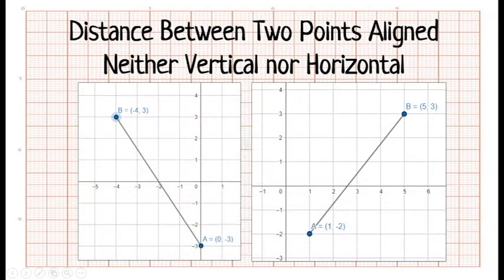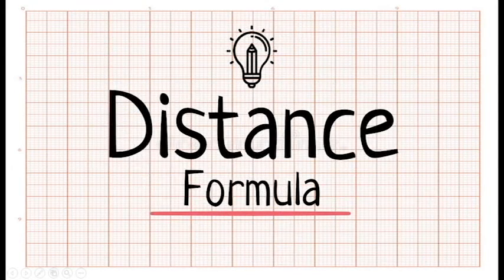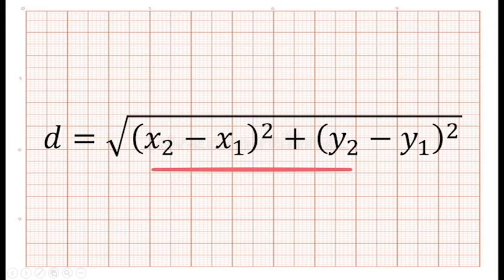The last and probably the longest method is if the given points are aligned neither vertically nor horizontally. If the points are aligned neither vertically nor horizontally, we would use the distance formula. The distance formula states that distance d is equal to the square root of the quantity x sub 2 minus x sub 1 squared plus the quantity y sub 2 minus y sub 1 squared.